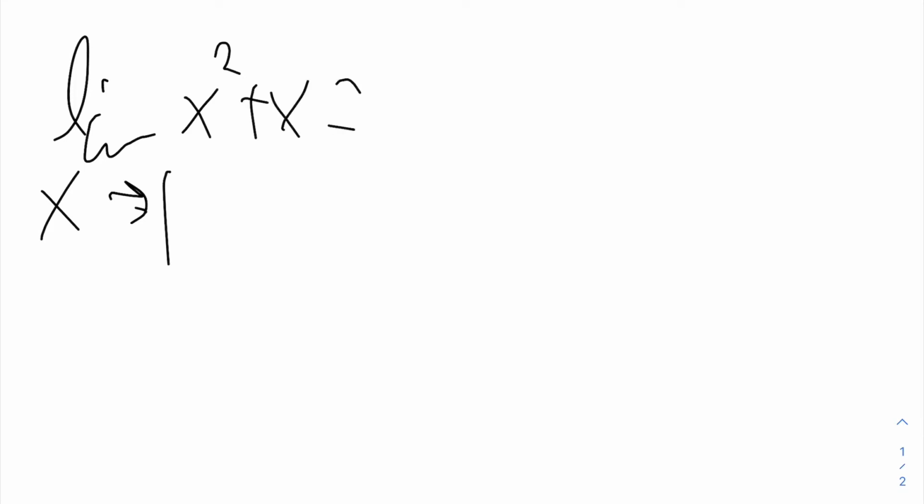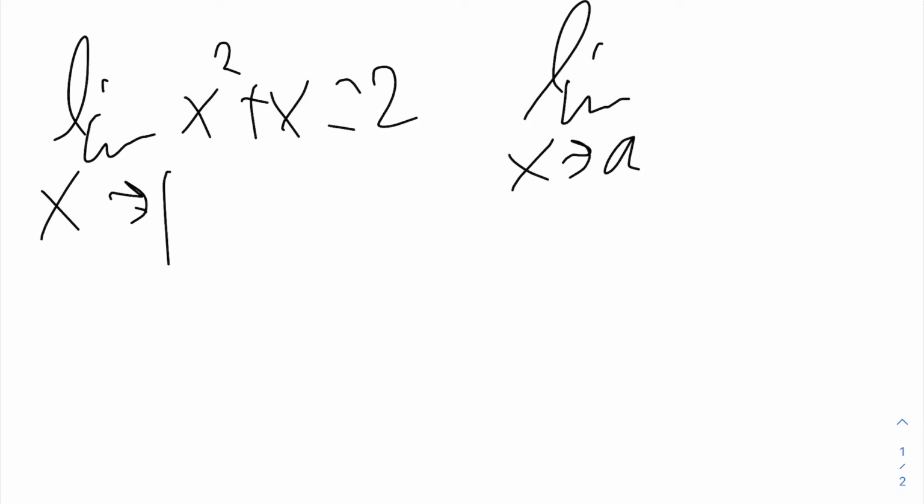So the limit as x approaches 1 of x squared plus x is equal to 2, and the limit as x approaches a of x squared is equal to a squared. Okay. So first let's note down the definition of limit in general.